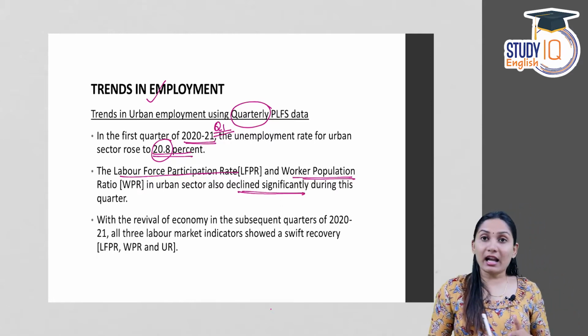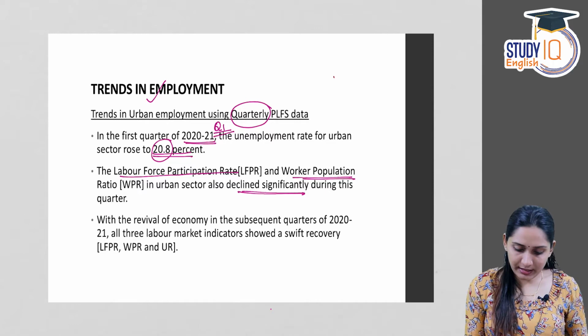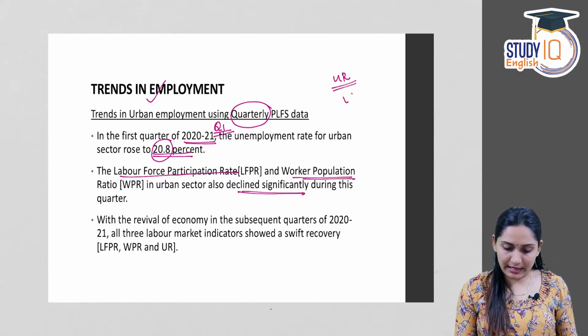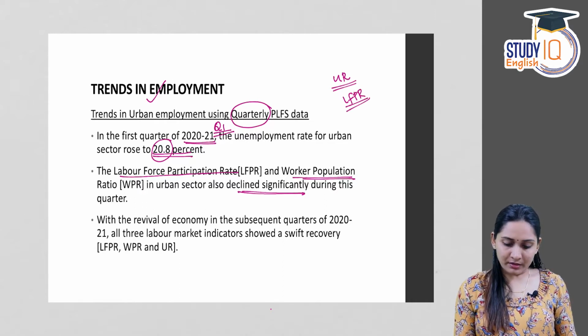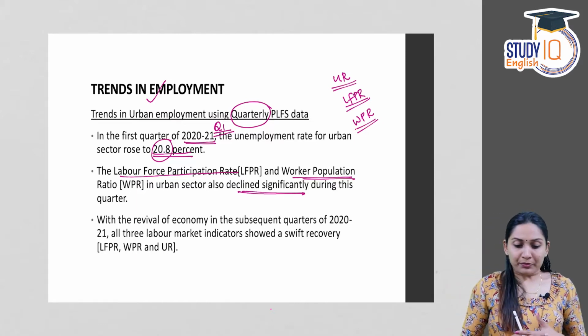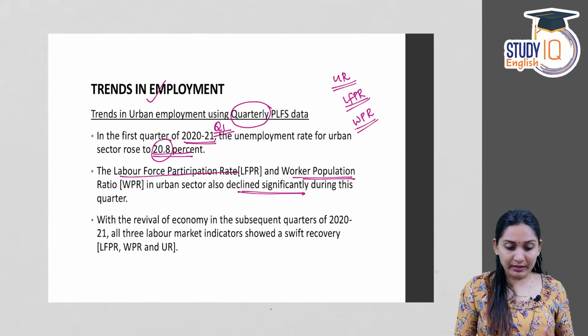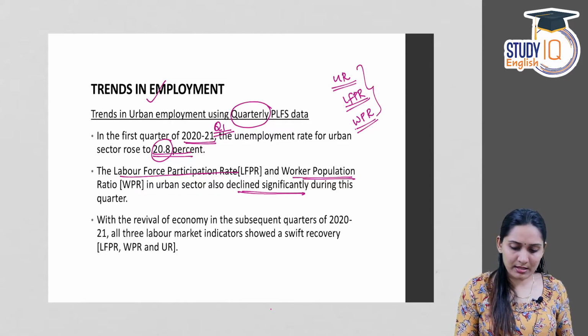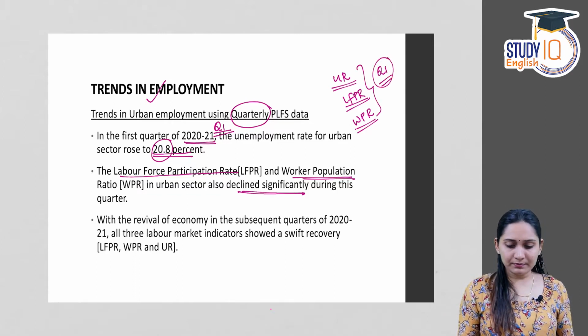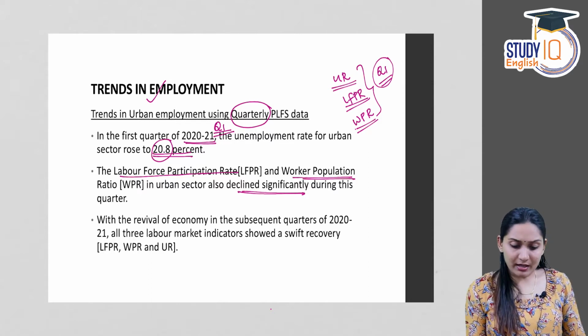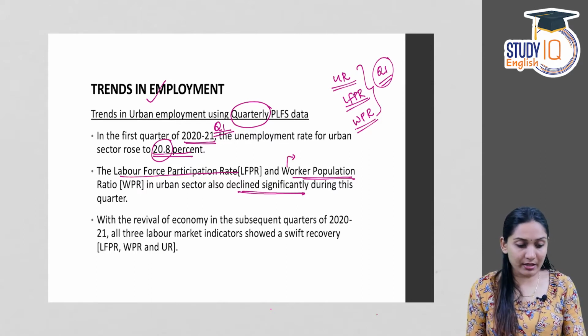So these three are the indicators. The first indicator is UR, which is the unemployment rate. Then second one is LFPR, labor force participation rate. Third is WPR, that is worker population ratio. So all these three indicators showed a negative sign during the first quarter, that is Q1 of the 2020-21 financial year. Now, what is a worker population ratio?